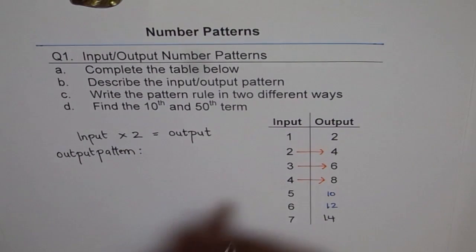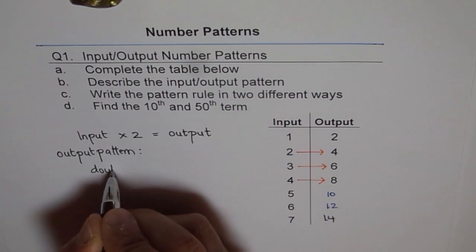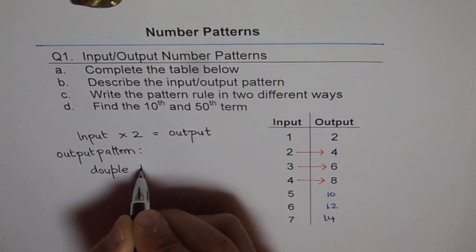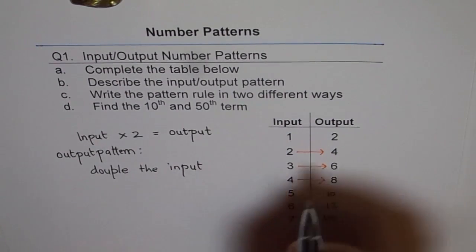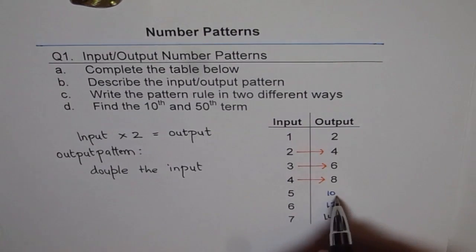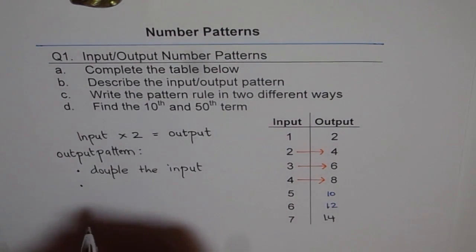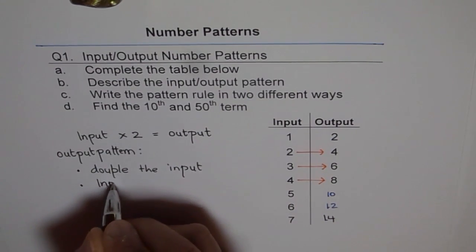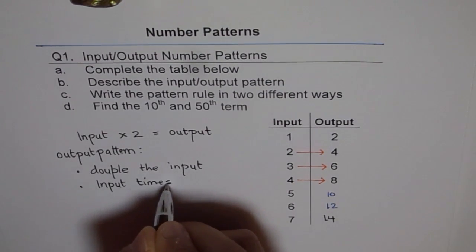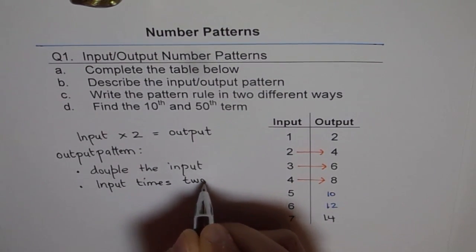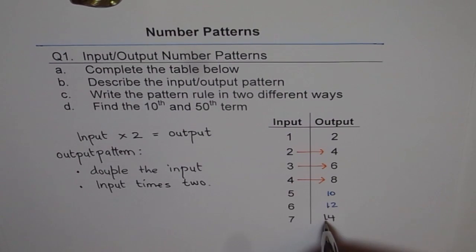Output pattern in 2 different ways. See, double the input. Double, D-O-U-B-L-E, the input, right? So let's double the input. So if it is 5, 10, do you see? Times 2. Double the input is one pattern. And second is input times 2, right? So that is the next pattern. So 7 times 2 is 14, correct?